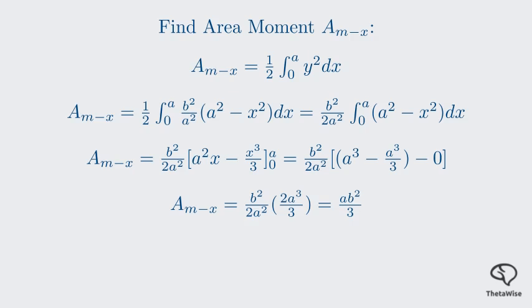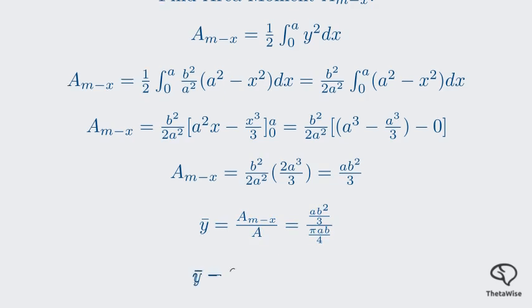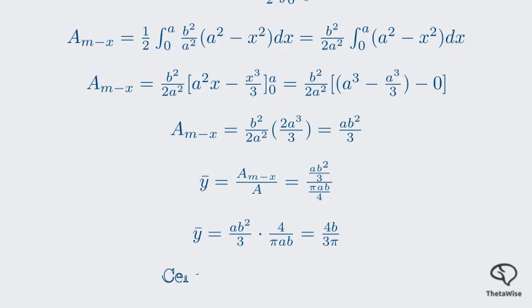Finally, we find y bar. Y bar is A sub Mx divided by the area A, which is ab squared over 3 divided by pi ab over 4. Simplifying this gives us 4b over 3 pi. Notice the symmetry between the x bar and y bar results. So the centroid of the quadrant of the ellipse is located at (4a over 3 pi, 4b over 3 pi). This is a well-known result, and knowing it is another way to check your final answer.